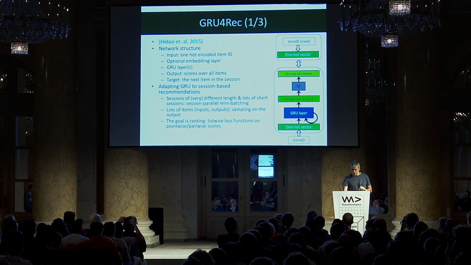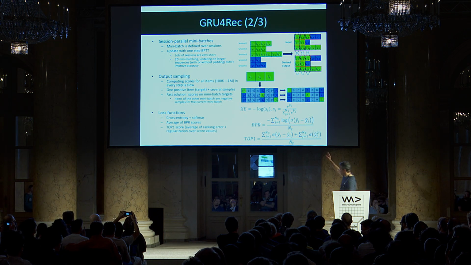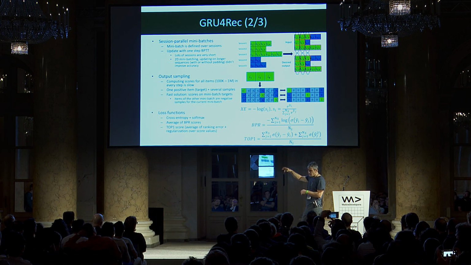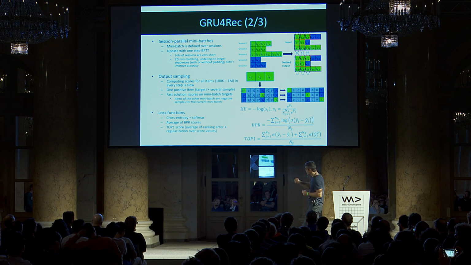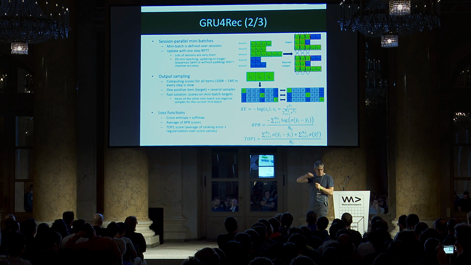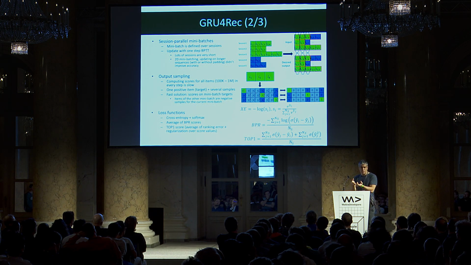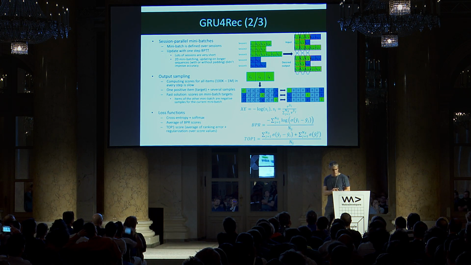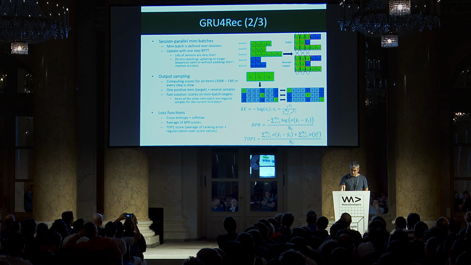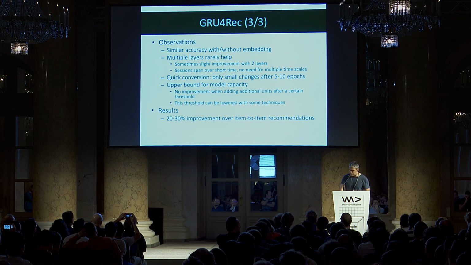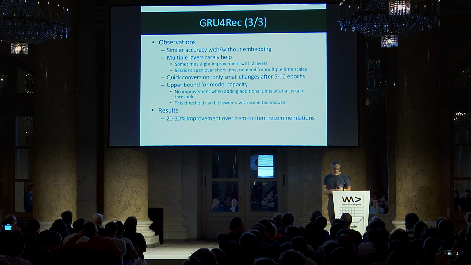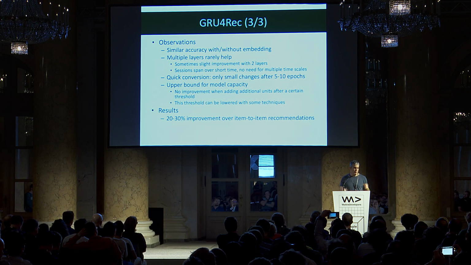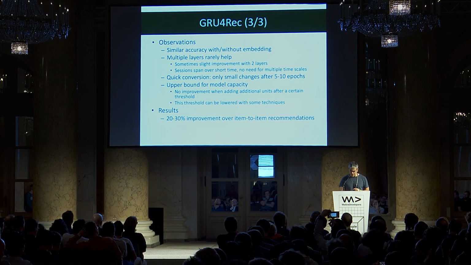There are several tricks that we are using, but they are not that important. The main change that we did to the standard recurrent neural network is that we use ranking loss functions, because you can think of the recommendation problem as a ranking problem rather than a classification problem. And basically, the main takeaway here is that these kind of methods are about 30% better than traditional recommendation systems in this task.